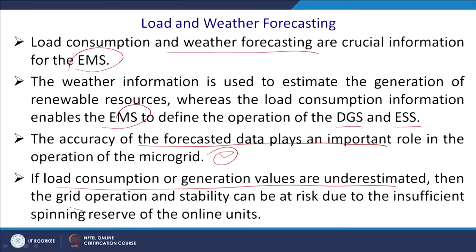Then the grid operation and the stability can be at risk due to the insufficient spinning reserve of the ongoing units, that is very important. So, you know that you have planned for energy resource, and if it is not accommodating, then we have to consider only that part with this battery resource, and the rest of the part you consider to be the critical and non-critical load, and accordingly you have to reschedule your operation.